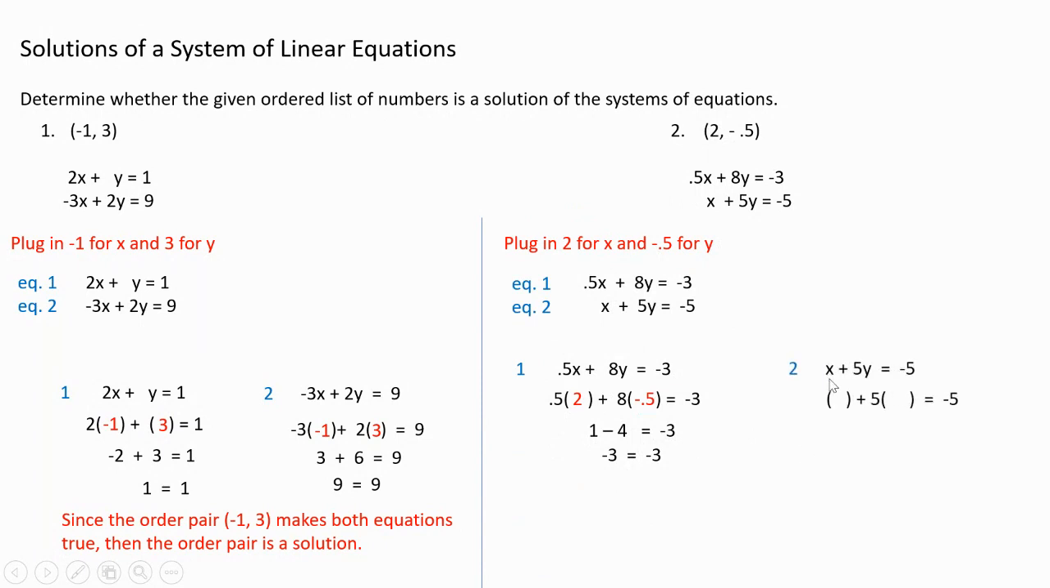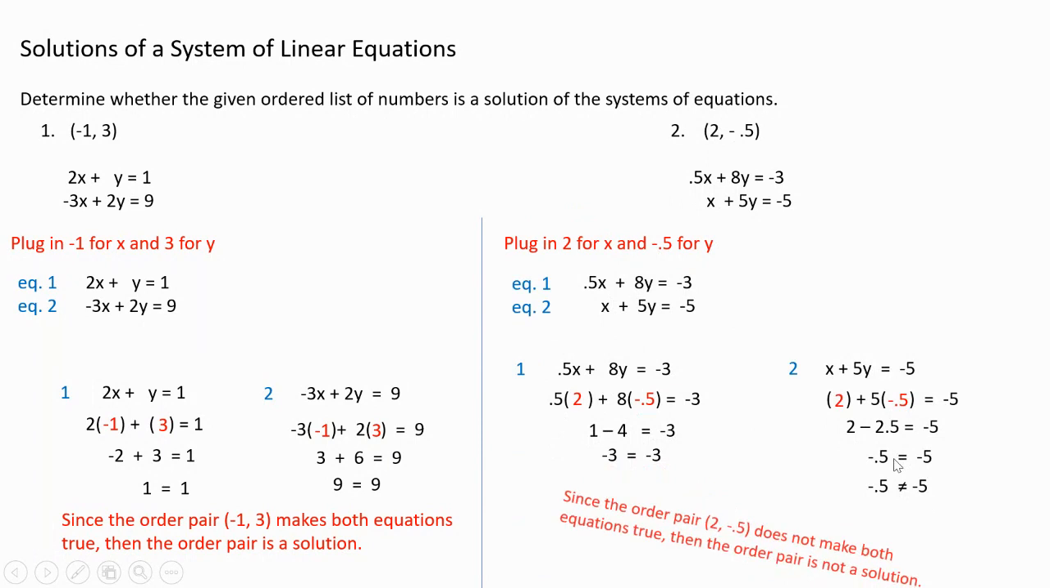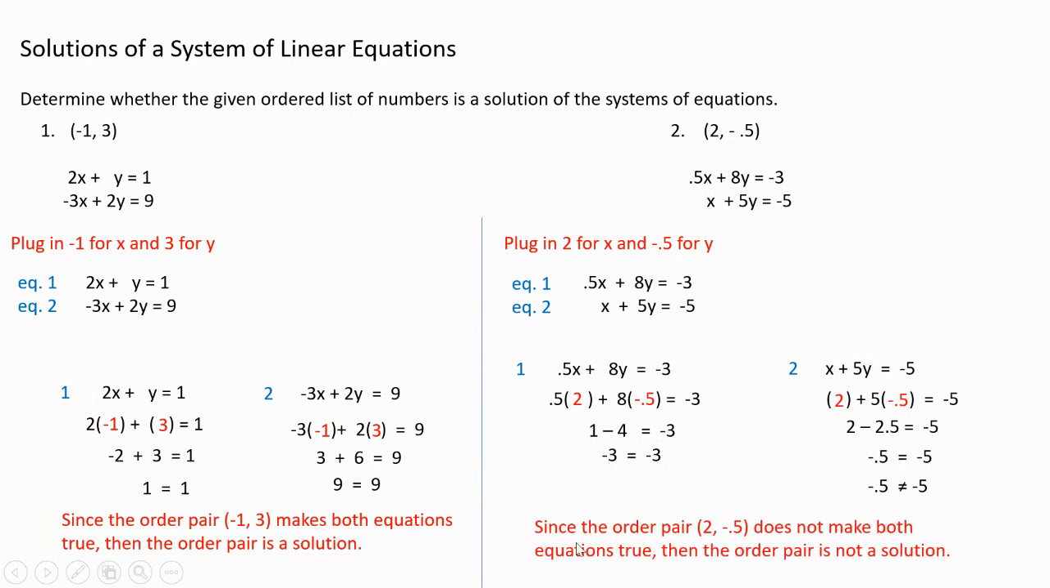And again, we repeat the same process. I'm going to plug in 2 for x and -0.5 for y. So here, if we subtract 2 minus 2.5, it's going to give us -0.5. So this is not equal, right? -0.5 does not equal -5. So that means that this is not a solution. And again, since the ordered pair 2, -0.5 does not make both equations true, then the ordered pair is not a solution. So number 1 is a solution, and number 2 is not a solution.